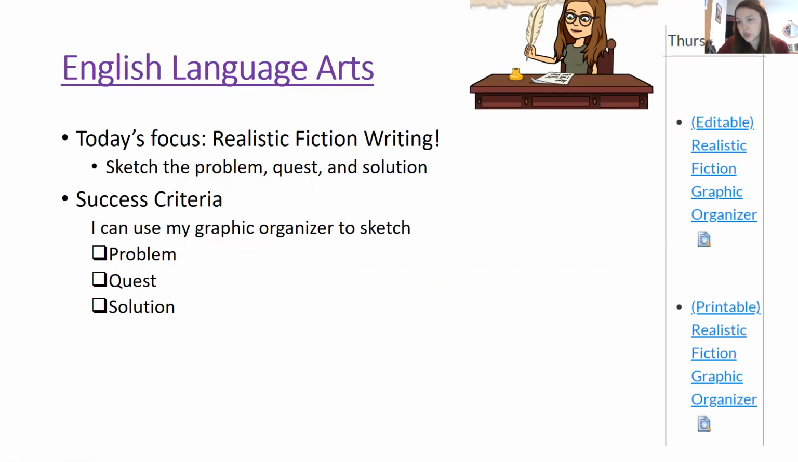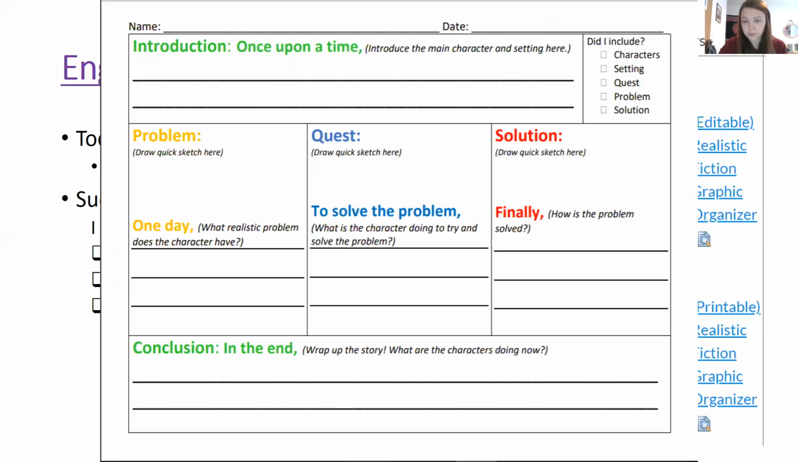So you can find your graphic organizer. There's two different versions. On our Canvas page, there is an editable version that you can type right into on your computer. And there's also a printable version that you can print out and write directly into. So the three things that we're focusing on in this graphic organizer today are the problem in yellow, the quest in blue, and the solution in red.